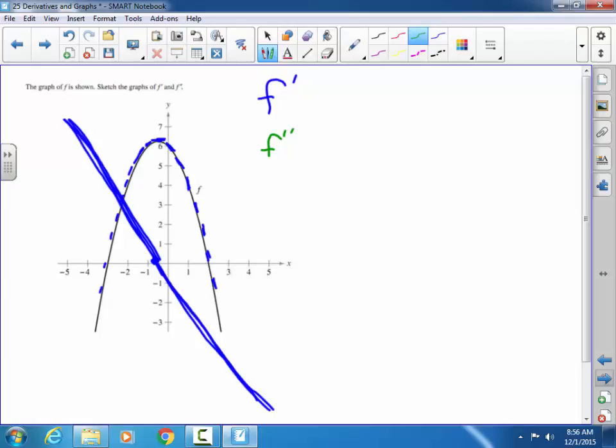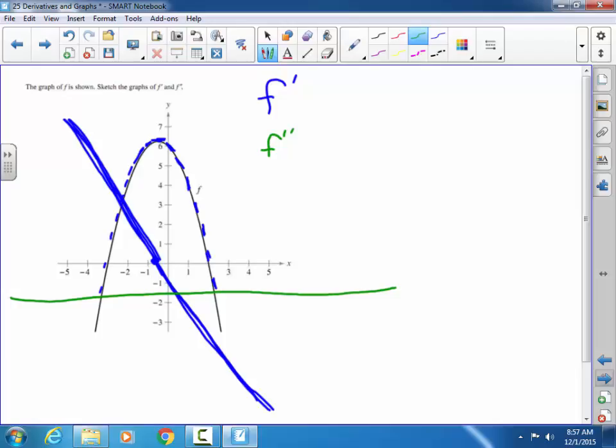Because the slope of this blue line is negative. How about looking at the function? How do you know looking at the function that the second derivative is negative? It's concave down. So we can propose that the second derivative would be a horizontal line in here.